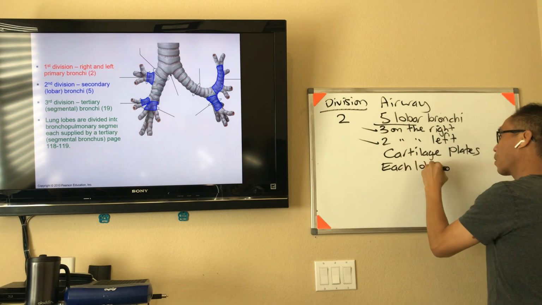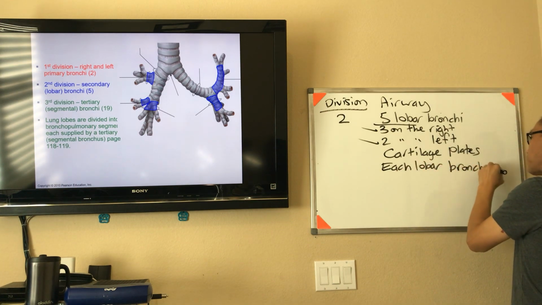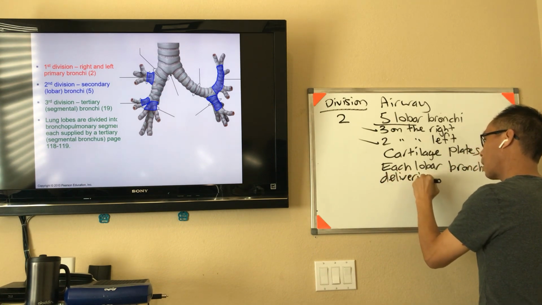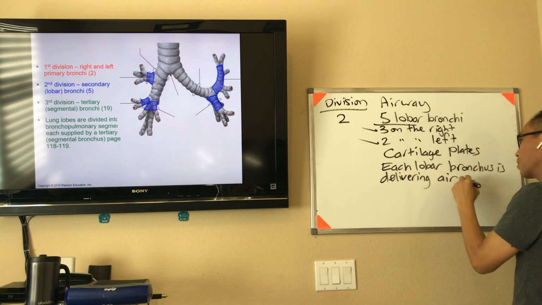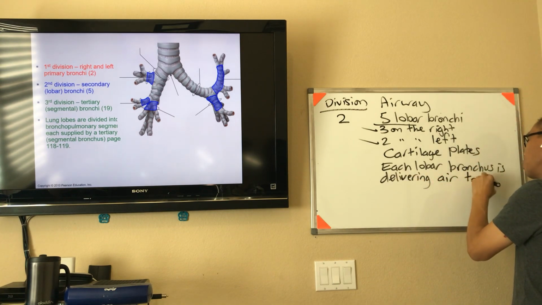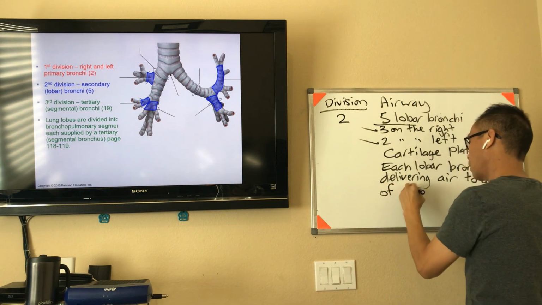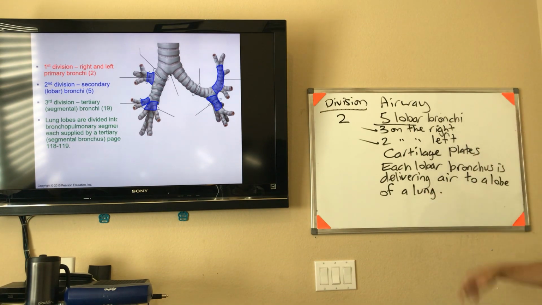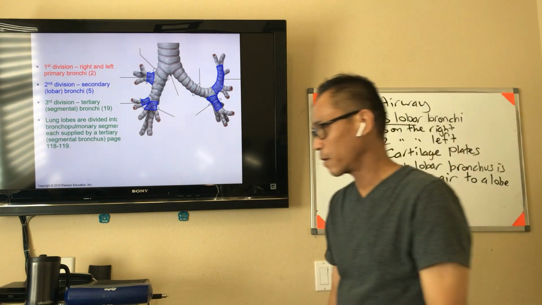Each lobar bronchus is delivering air, assume it's fresh air, to a lobe of a lung. So that having been said, can you guess how many lobes are in the right lung? 3, and 2 for the left lung.